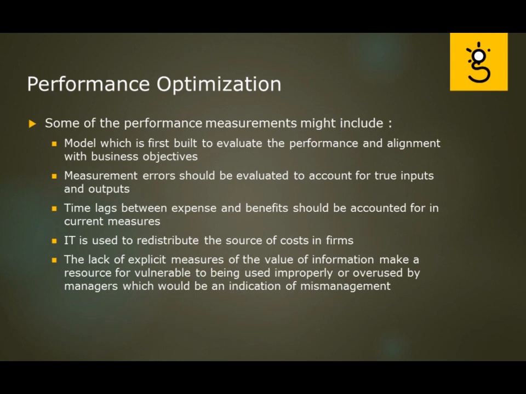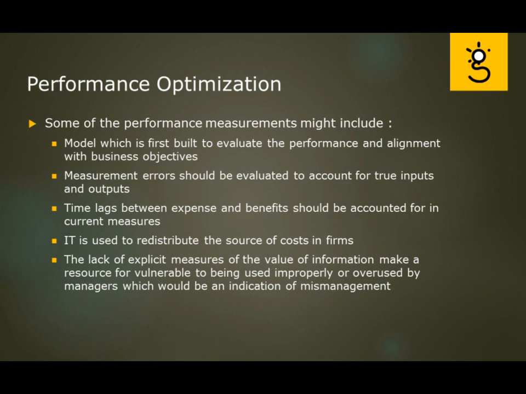Now, IT is often used to redistribute the source of costs in a firm. What that means is that in IT, I can give you a total amount of throughput or output, but it's probably divided among different parts of that firm. We talked about some of those cost-based methods. Basically, we're redistributing the source of those costs amongst all of the parts of the company that we are working with.